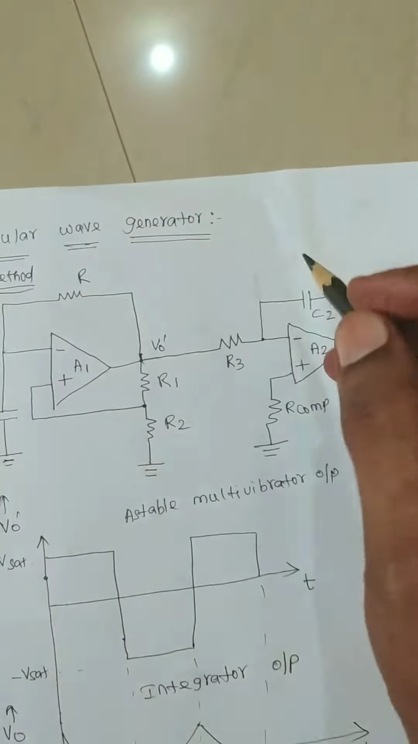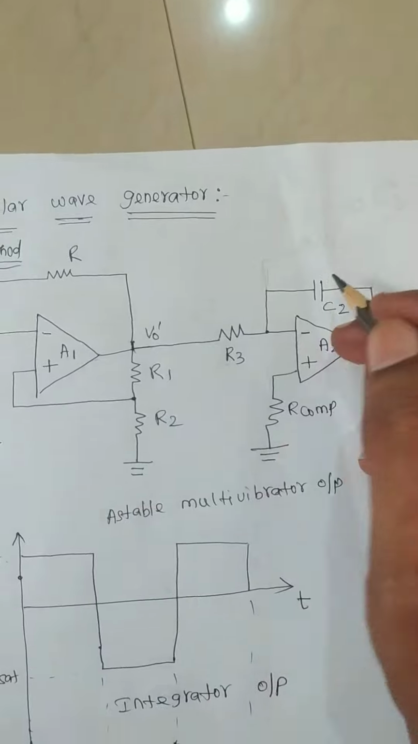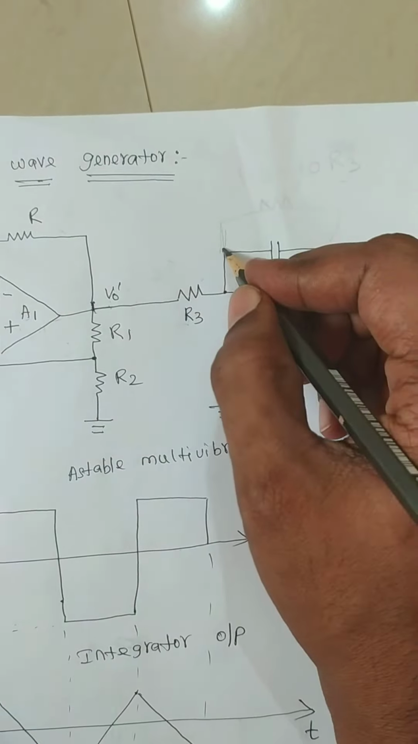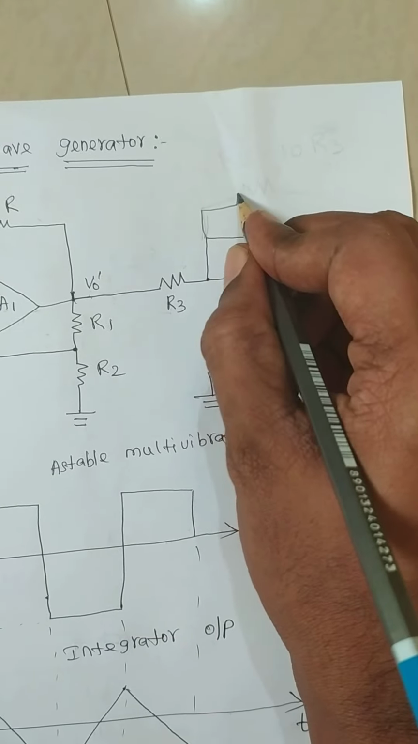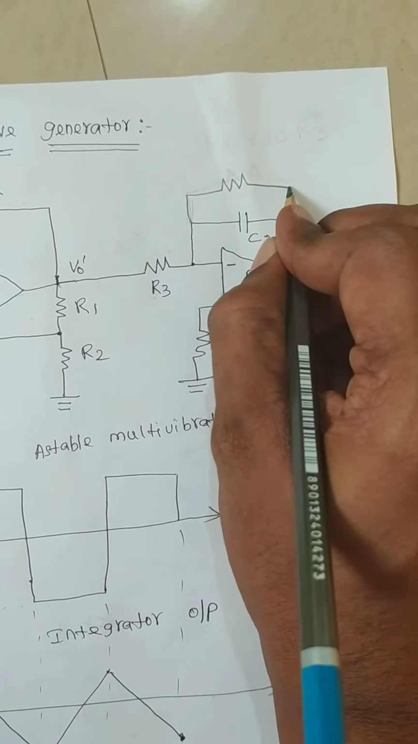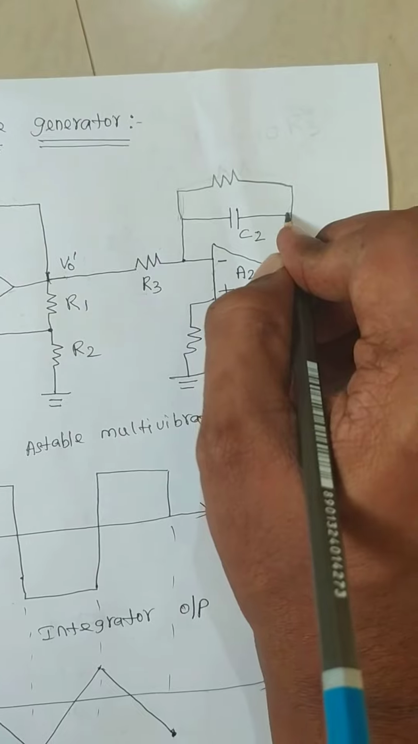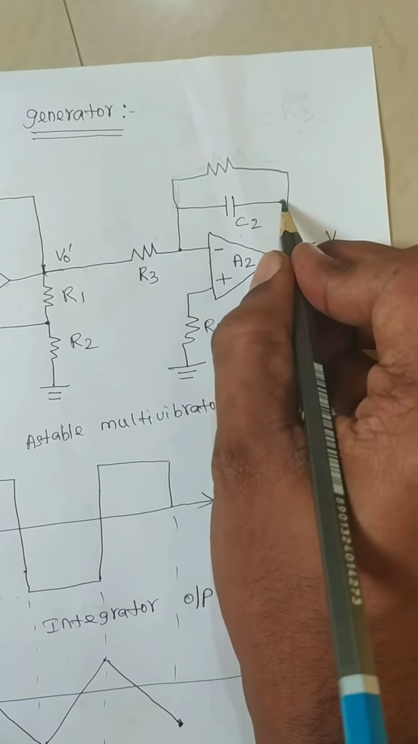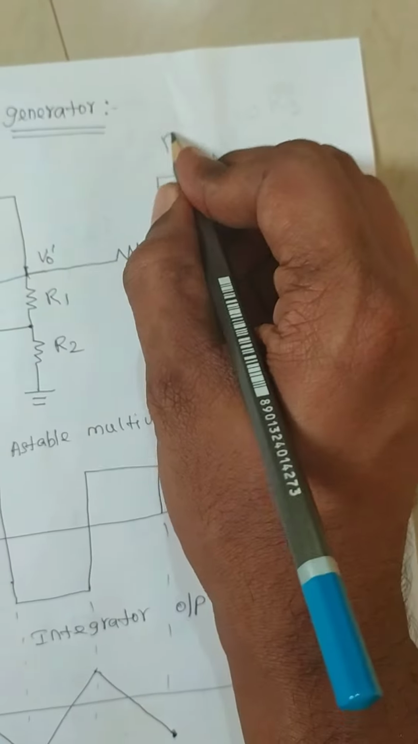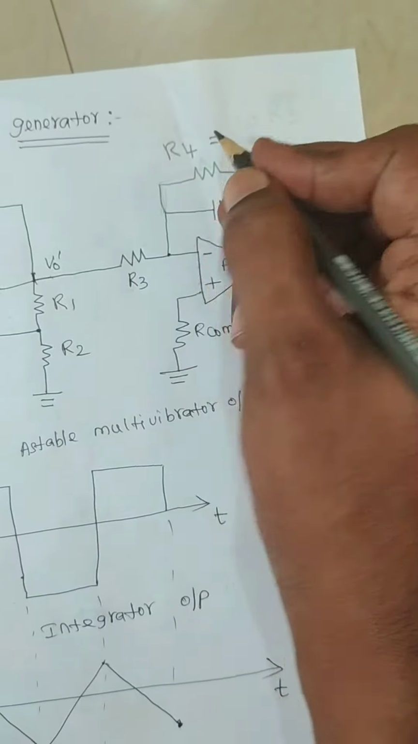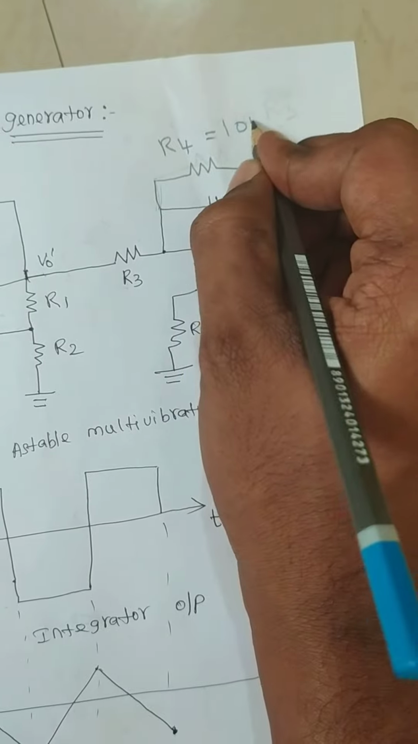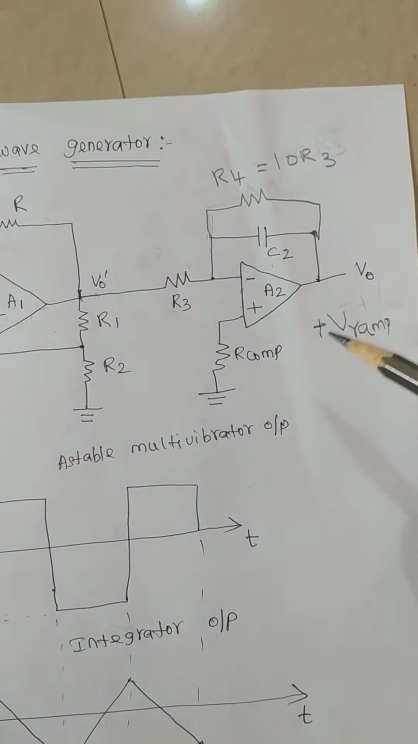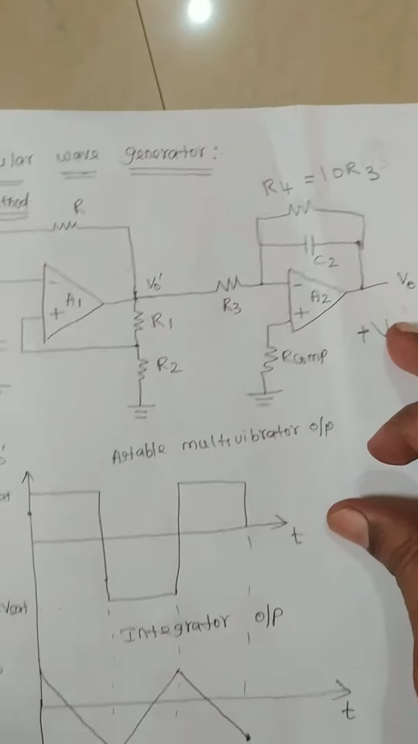But here actually we didn't get a saturation output, because if you want a linear output we will connect one resistance R4 across this capacitance C2. Across the capacitor C2 you connect the resistance R4. That R4 will be 10 times R3. Then only you can achieve the linear output.